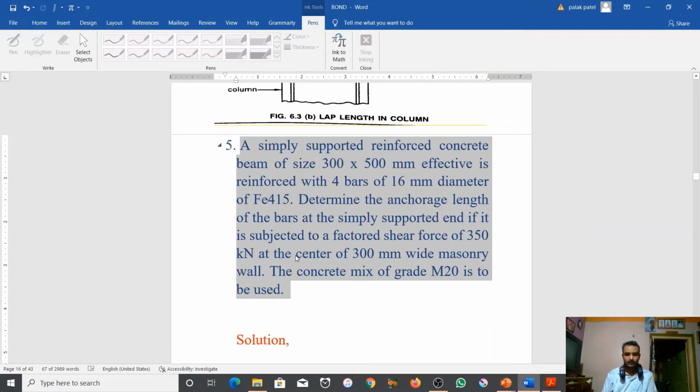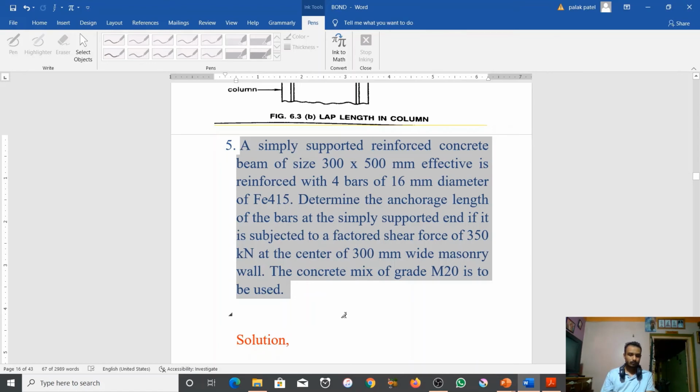Here you can see a simply supported concrete beam of size 300 by 500 mm, with 4 bars of 16 mm diameter, grade Fe415. We have to determine the anchorage length, meaning the development length of the bar. The beam is subjected to a factored shear force of 350 kN at the center of a 300 mm wide masonry wall.